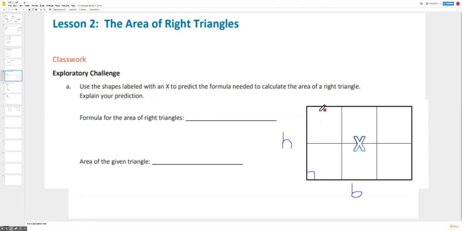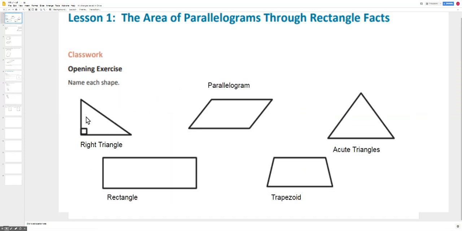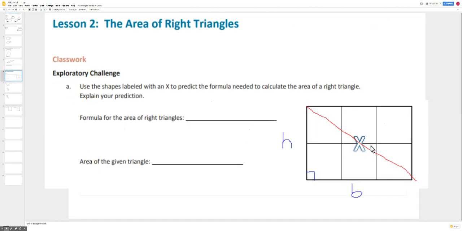Well, if this is a right angle here, I can go from one of the corners. I'm going to try to draw this as straight as possible and simply cut this in half. And now we have a right triangle. As you can see, it looks very similar to this right triangle right here. There's a right angle in the corner, and it gets cut from one corner to the other. And this is exactly what we're doing.